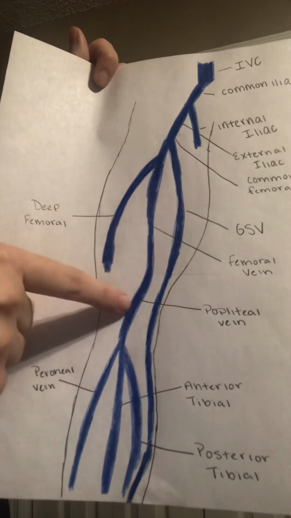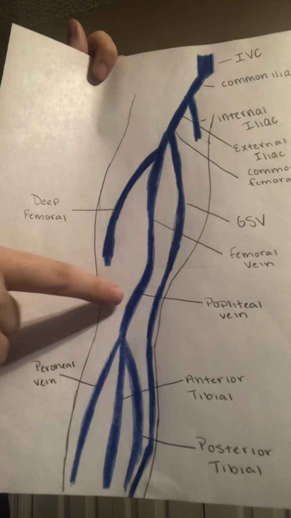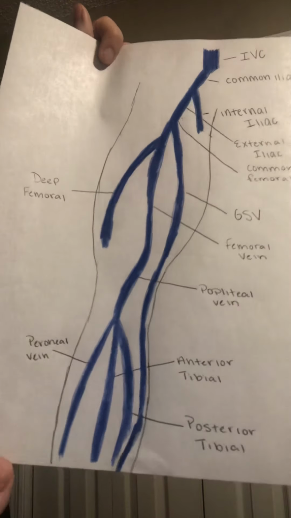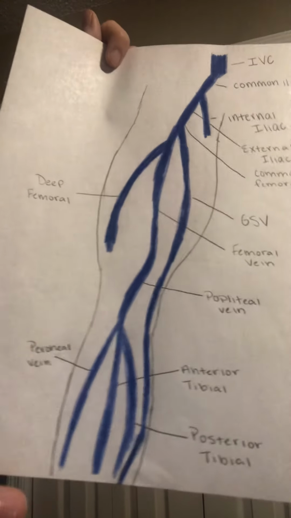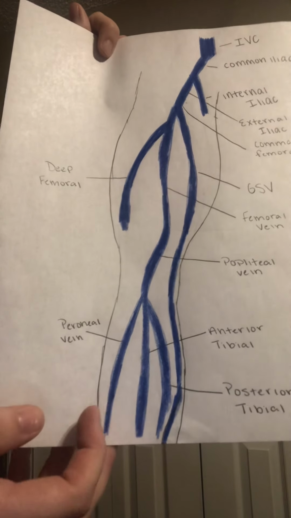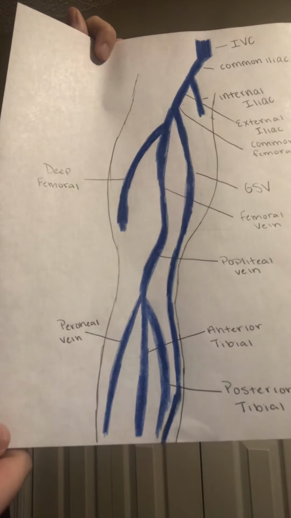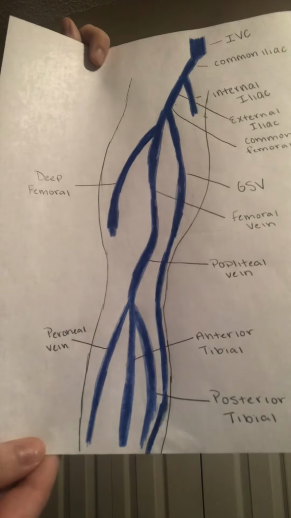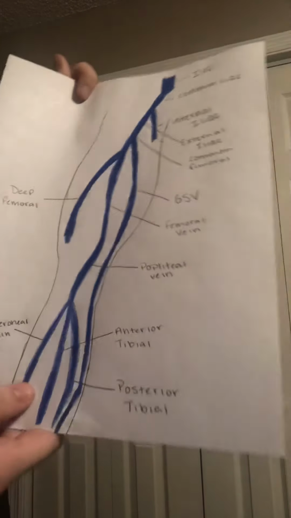Your femoral vein is going to turn into your popliteal vein, which is also going to have those branches that are exactly similar to your arteries, except these are going to be veins. We have the peroneals that drain the lateral side. We have the anterior tibial that's going to drain from the anterior side, and we have your posterior tibial that's going to be draining from your posterior side of your calf.